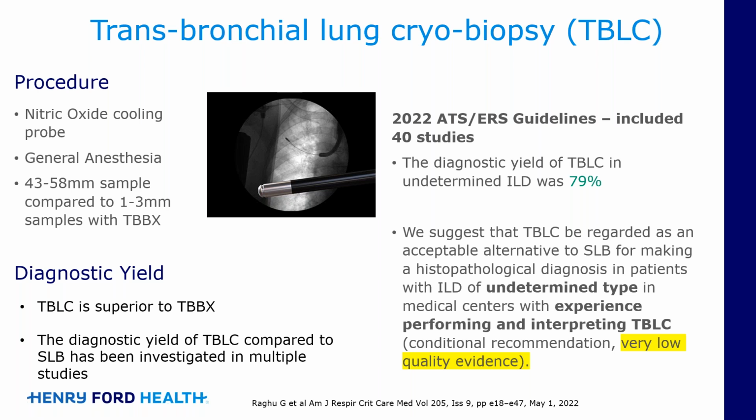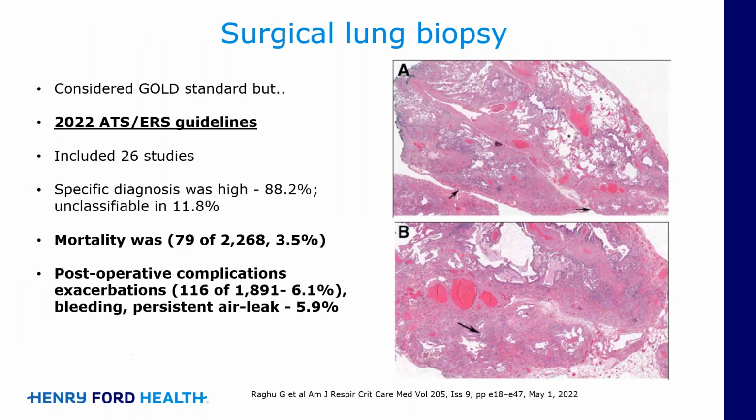In the 2022 guidelines, the recommendations were based on a systematic review that looked at 40 studies of the diagnostic yield of cryobiopsies, which was found to be about 79%. The guidelines suggested that cryobiopsies can be used as an acceptable alternative to surgical lung biopsy to make a histopathological diagnosis, with the caveat that centers should be experienced not just in performing but also interpreting cryobiopsies.